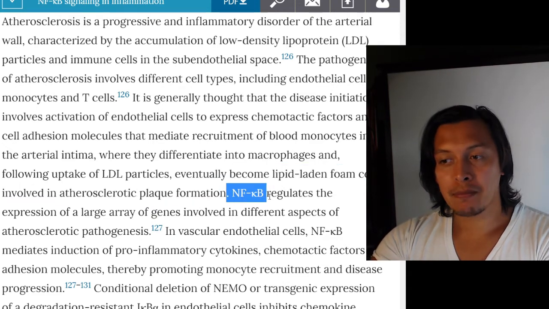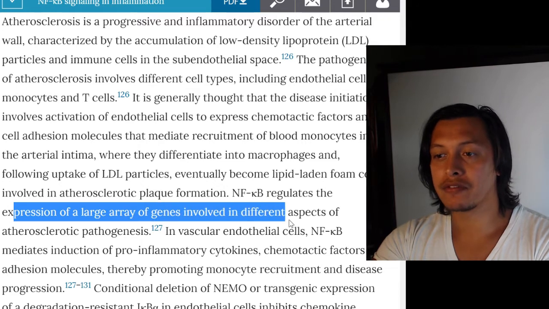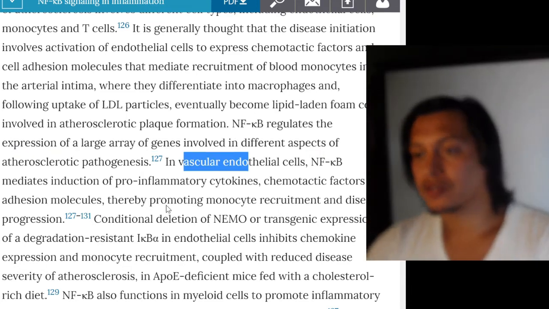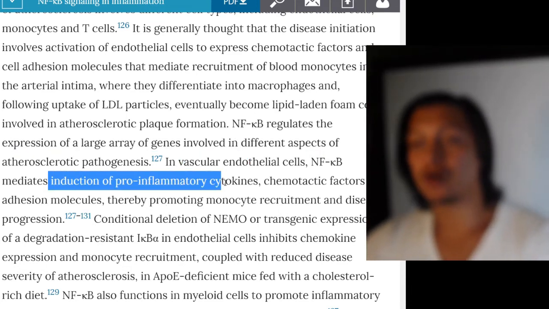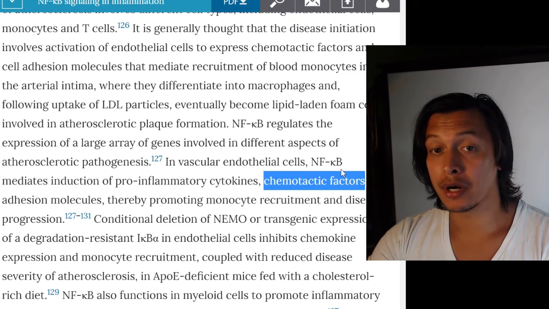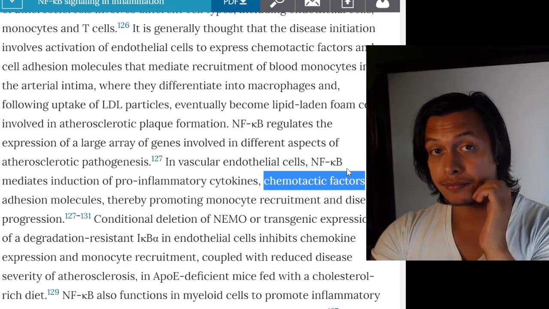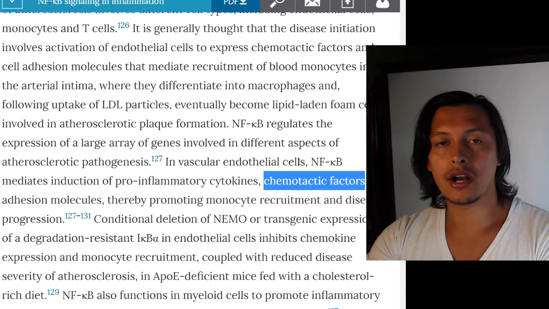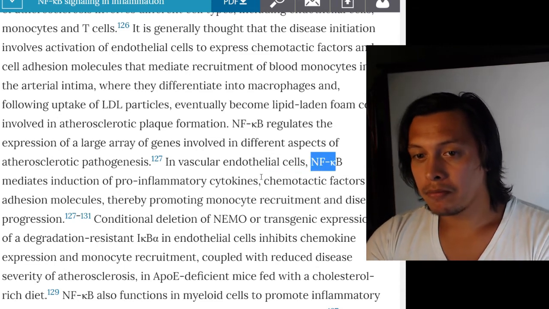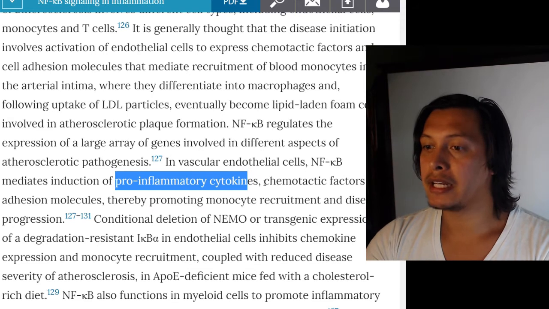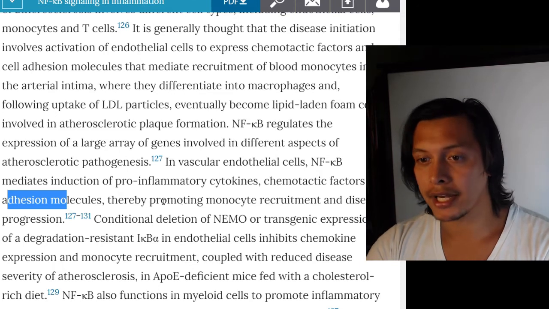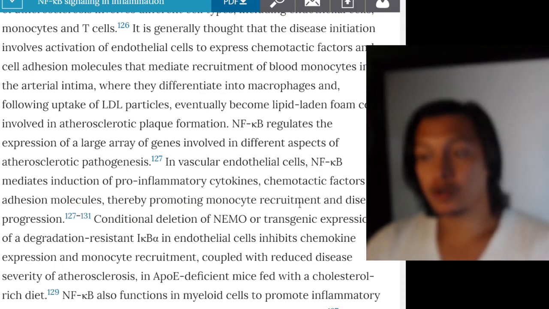So nuclear factor kappa B regulates the expression of a large array of genes involved in the different aspects of atherosclerotic pathogenesis. So in vascular endothelial cells, NF-kappa B mediates induction of the pro-inflammatory cytokines, the chemotactic factors, which are the factors that will theoretically bring those monocytes into that area of the blood vessel, and adhesion molecules. So nuclear factor kappa B mediates the inflammation, the chemotactic factors, and the adhesion molecules that keep the cells in place. This is thereby promoting monocyte recruitment and disease progression.